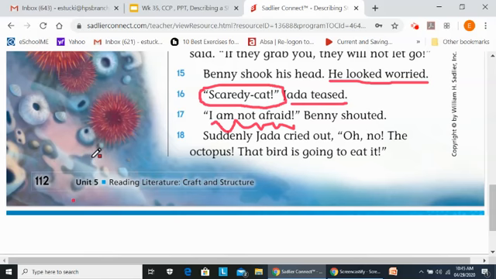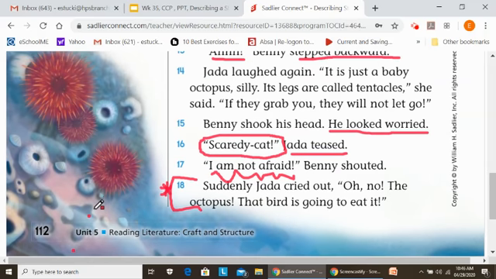All right. And here we see something else is happening. And from here, they're going to build the end because this is going to be the turning point of this whole story. Right. Here it says, oh no, the octopus, the bird's going to eat it. So here we see that something bad is going to happen. So now the situation is getting a little more serious, and it's not any longer about Benny at this time. They worry about this little octopus. Right. We're going to see next week how this plays out.